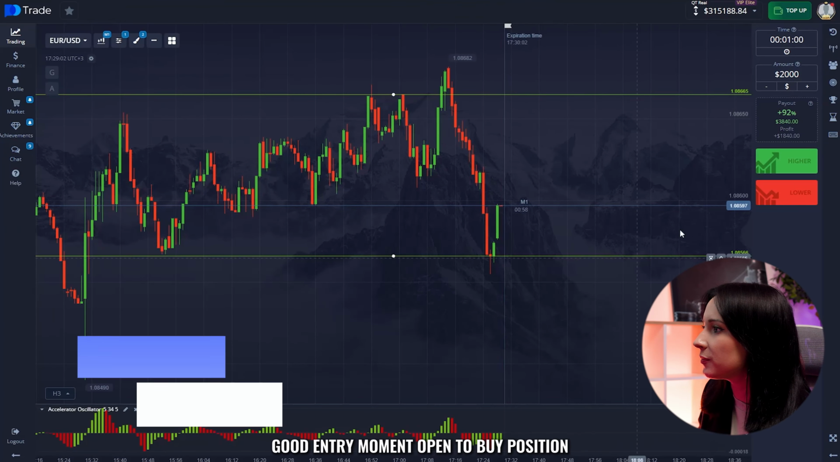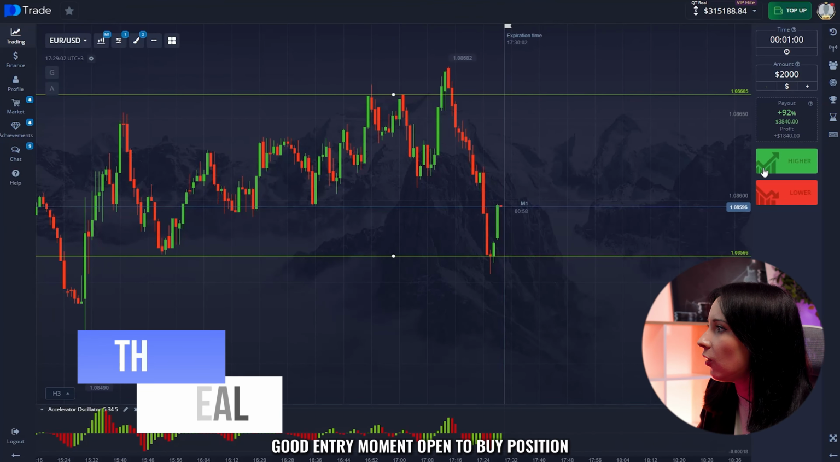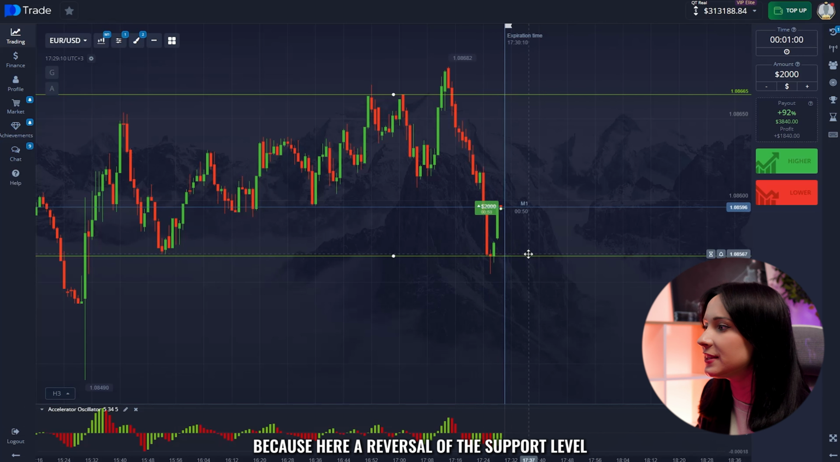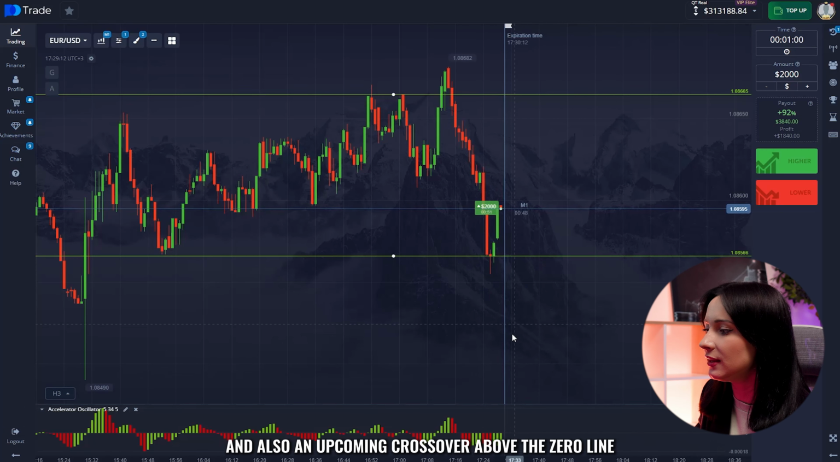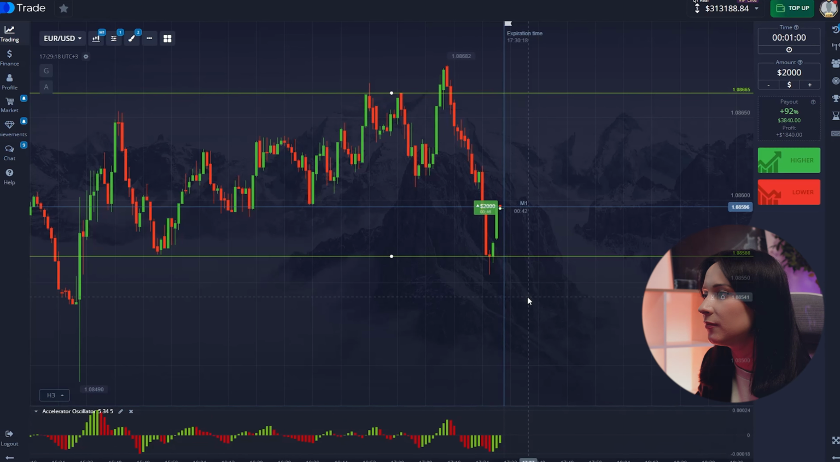Okay, good entry moment, opened a buy position, anticipating a growth of price of a currency pair, because here a reversal of the support level and also an upcoming crossover above the zero line.